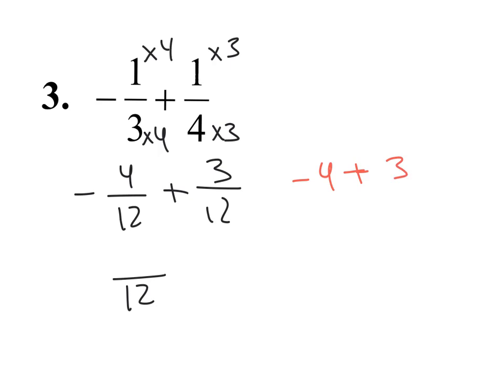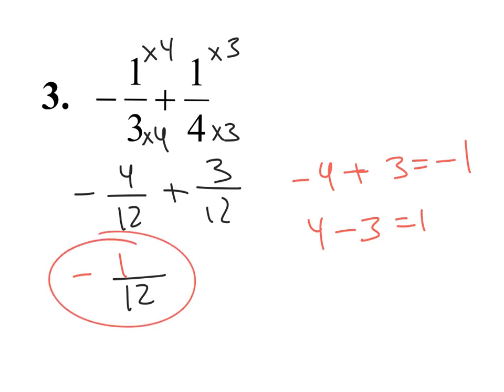Okay, let's determine the sign. I've got a negative number and a positive number. What number is bigger, the positive or the negative? The negative number is bigger, so my answer has to be negative. Since the signs are different, I subtract their absolute values. So I take the number 4, and I subtract the smaller number 3, and that is 1. So my answer is negative 1 for the numerator. So negative 1/12.